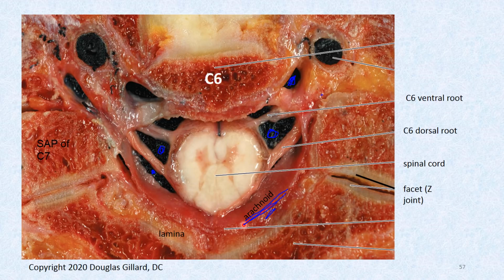Dorsal root ganglion, we can't really see. They left the fat. See, that's all packed. There's the intervertebral foramen, all packed with fat there. Here's our Z joint, though. Here's our facet joint right here. You can see this one better, right? Who makes the zygapophyseal joint? This is the superior articular process. So this is the inferior articular process. This is all lamina right here. This is lamina as well.